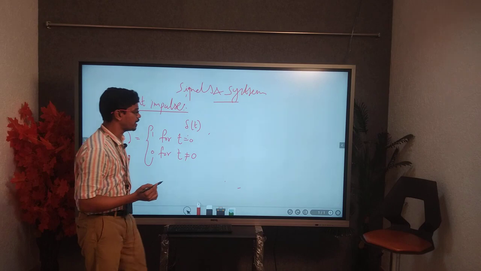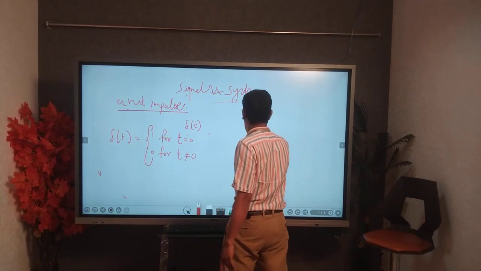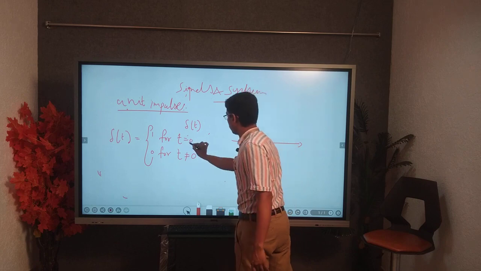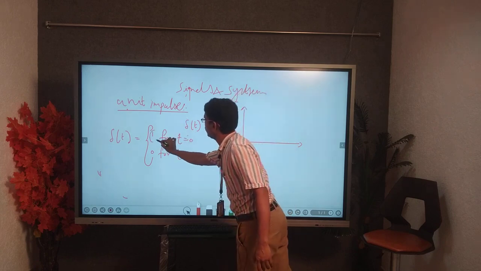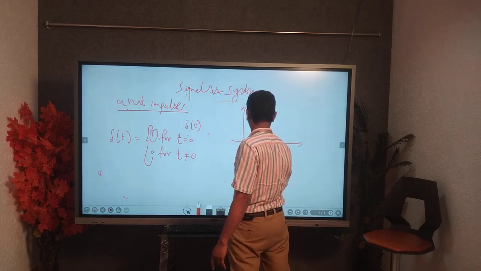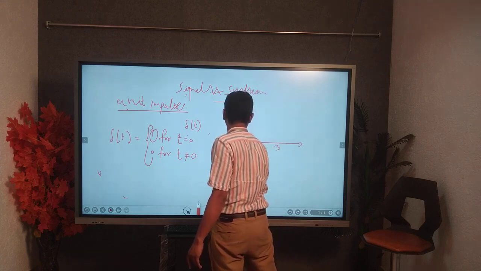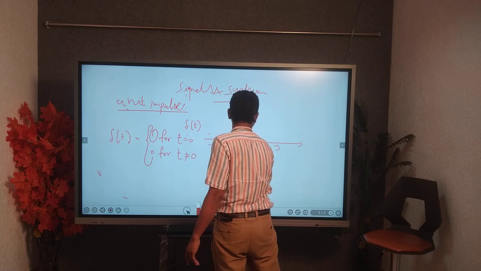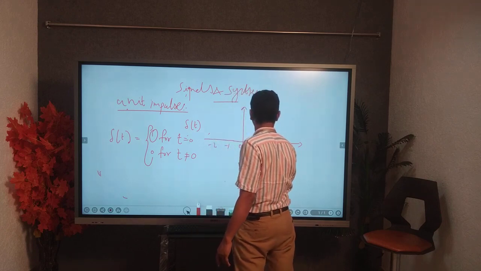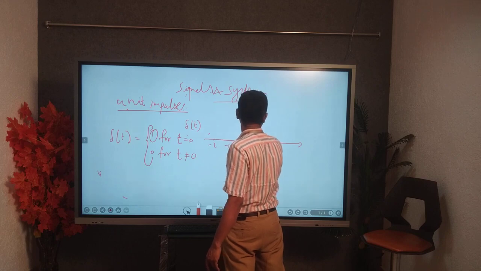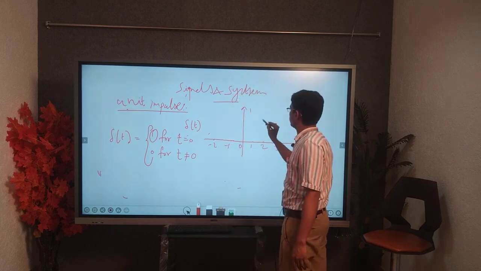This can be represented as: it is defined only at t equal to 0, where the value of the impulse is 1. The remaining values, at minus 1, minus 2 and so on, are 0. Only at 0 the magnitude is 1, that means the amplitude is 1. This is the impulse.